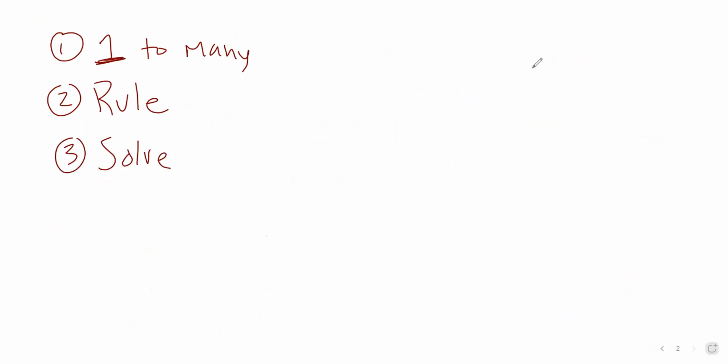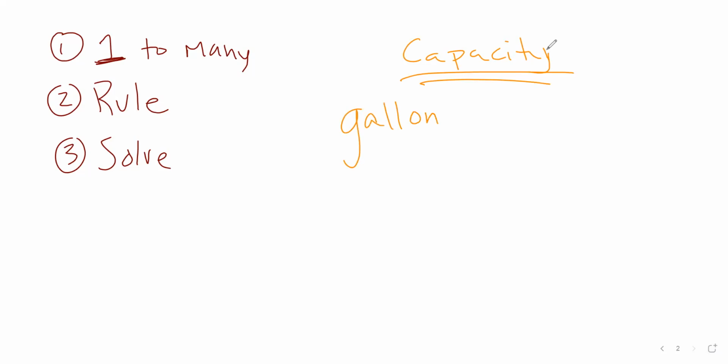And we're going to do the exact same 3 steps today, but instead of using inches, feet, yards, miles, we're going to use capacity. And capacity, again, is like the size or the volume. So we're going to be talking about gallons. That can be abbreviated with a G.